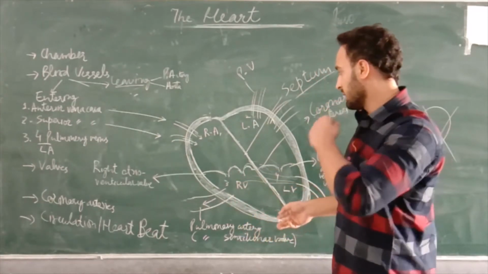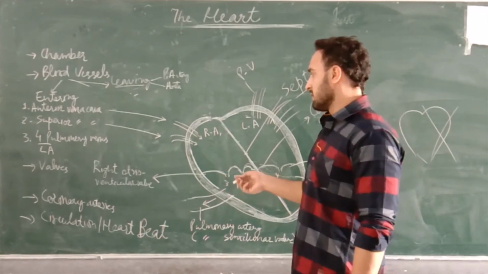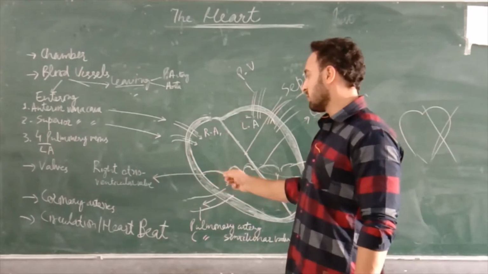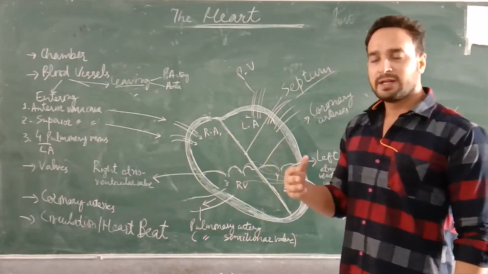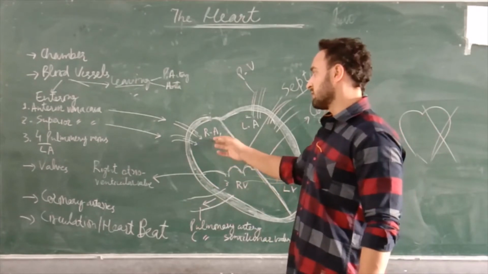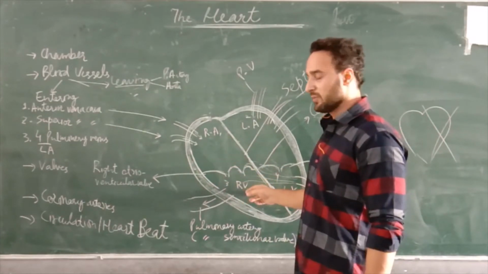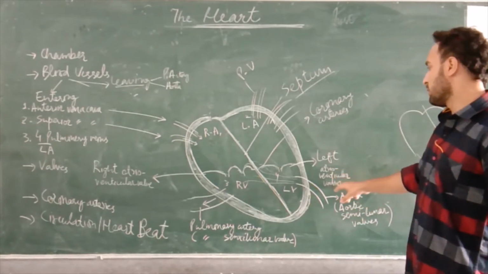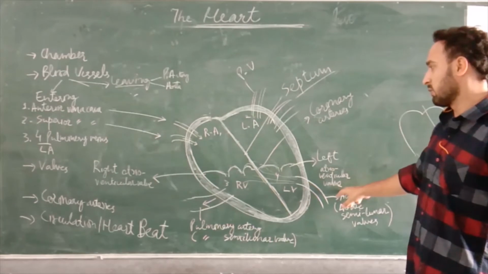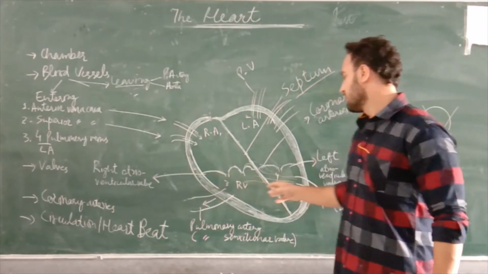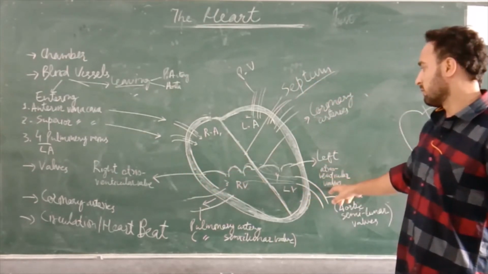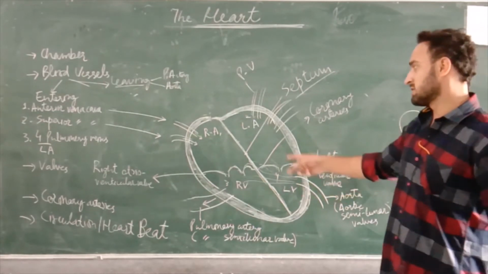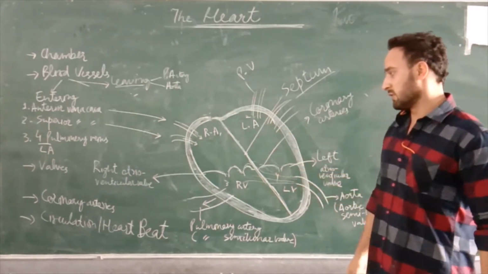And we have valves. I already told you, there are two valves. The right atrioventricular valve is a three cuspid valve which separates the right auricle from the right ventricle. Similarly, we have a two cuspid valve called the left atrioventricular valve. This is the right atrioventricular valve. This is the left atrioventricular valve. It has two cuspids, so it is also called the two cuspid valve. It separates the left auricle from the left ventricle.